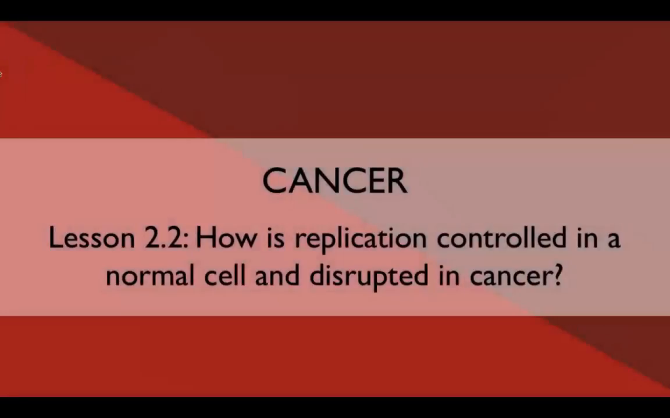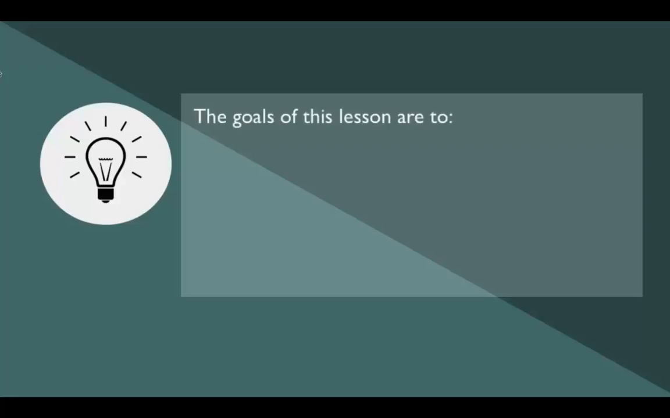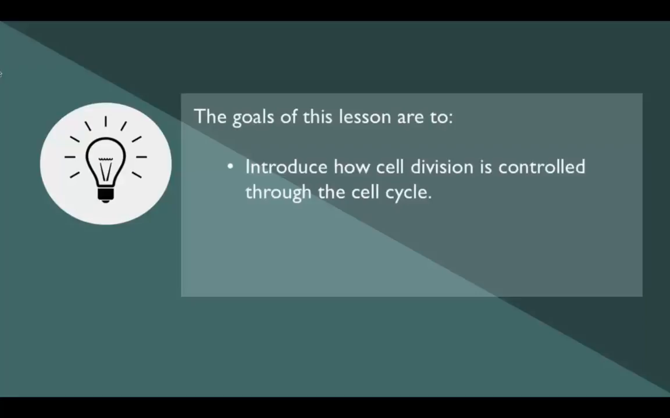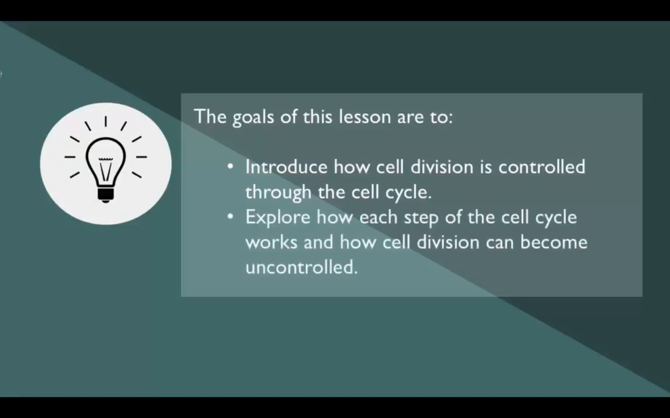Welcome to Cancer Lesson 2.2, How is Replication Controlled in a Normal Cell and Disrupted in Cancer? The goals of this lesson are to introduce how cell division is controlled through the cell cycle, and explore how each step of the cell cycle works and how cell division can become uncontrolled.